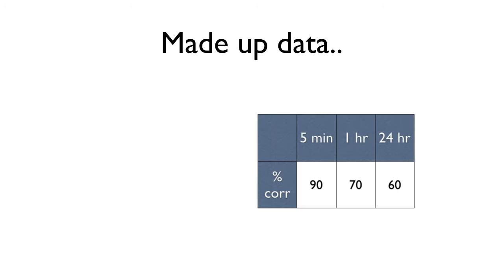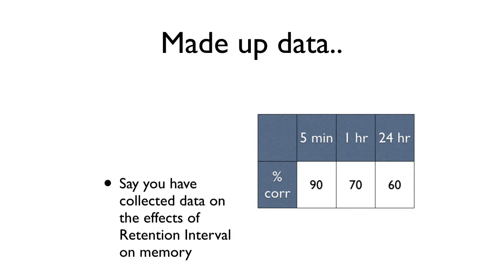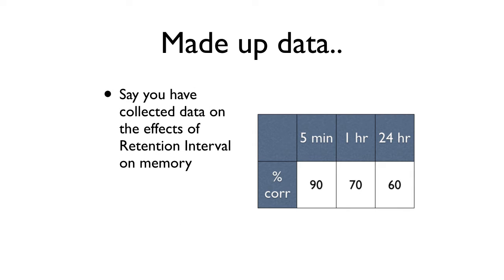Okay, so yeah, I made up some data. Let's pretend we're doing just a memory experiment, standard memory experiment. We're going to give people lists of words, and we're going to get percentage correct. And let's say you've collected data on the effects of retention interval on memory. This is not going to be anybody's honors thesis. This was figured out a long time ago by Ebbinghaus, 1890.